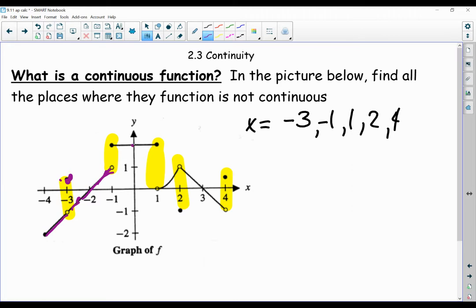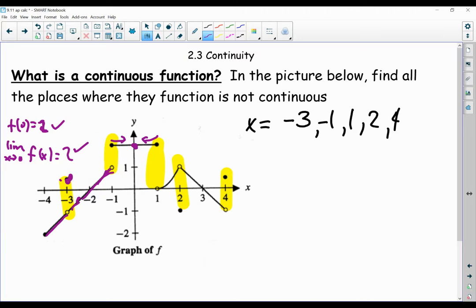Whereas if we look at something like x equals 0, which I'll highlight with a little purple circle right there, f of 0 is 2. If I look at what the limit is approaching 0, the intended height is still 2. So the limit as x approaches 0 of f of x is also 2. Because the point is 2 and the limit is 2, they are the same. Therefore, we can say that function is continuous at x equals 0.